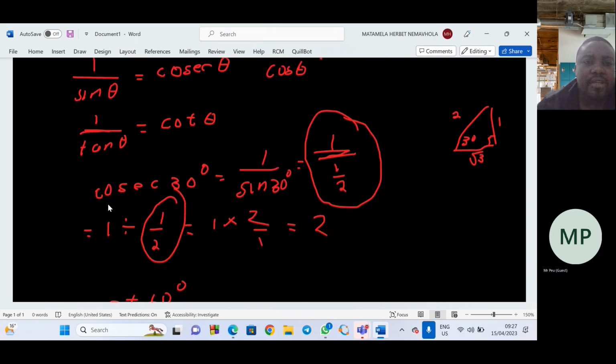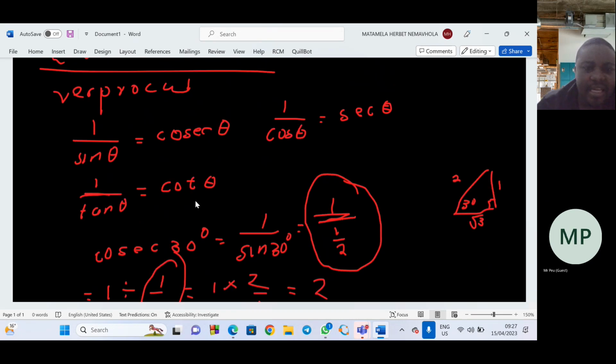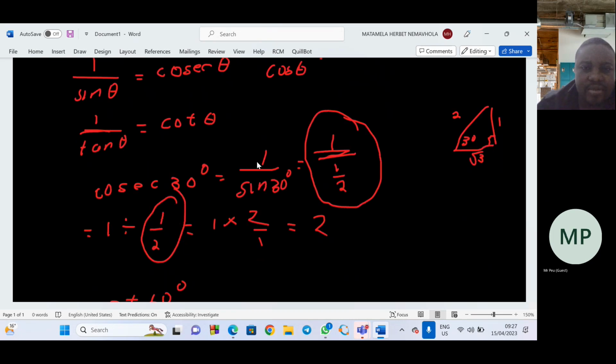Then I showed you an example that I was working. If the question asks you to find cosec 30 degrees, the first thing you do is write cosec 30 is equal to 1 over sine theta. Where there is theta, you substitute it with 30 degrees, so it is 1 over sine 30 degrees.